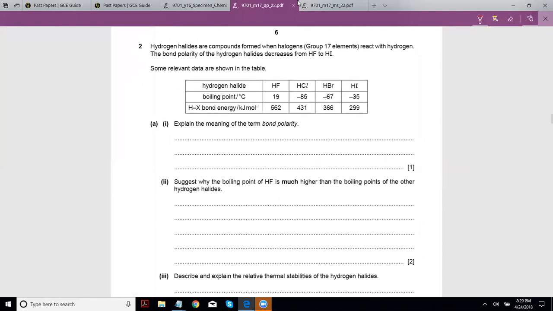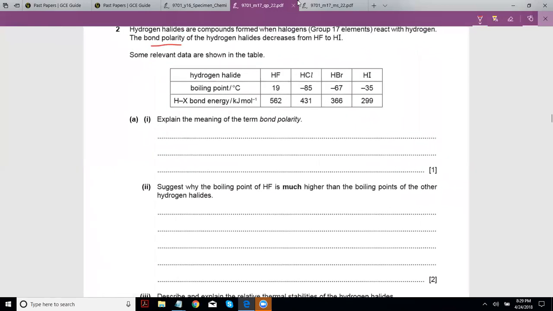Hydrogen halides are compounds formed when halogens, group 17, react with hydrogen. The bond polarity of hydrogen halides: polarity decreases from HF to HI. Explain the meaning of the term bond polarity. How polar the bond is. I don't... No, you have to use the electronegativity principle and say it's the pull on a shared pair of electrons by one atom.